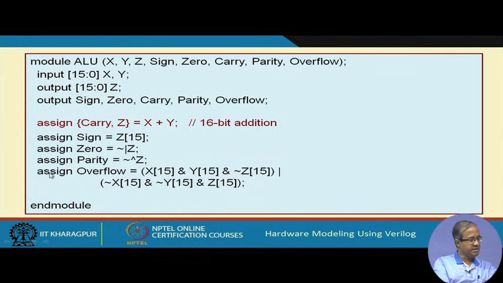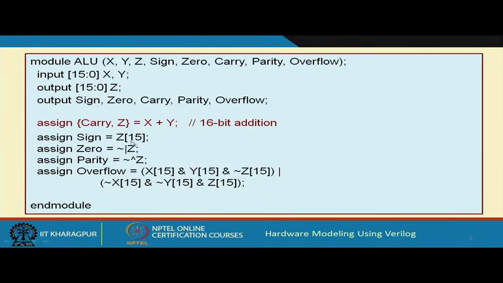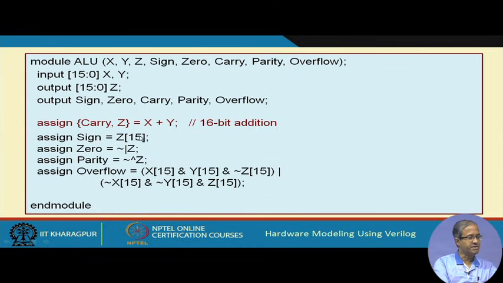Now, the other status flags, how are they generated? Sign: numbers are typically represented in 2's complement form. In 2's complement representation, the most significant bit of the number indicates the sign. If it is 1, it is negative, if it is 0, it is positive. So, the MSB of the result z will go into the sign flag straight away. So, we are assigning z[15], the most significant bit, to sign. 0 flag, what is the 0 flag?